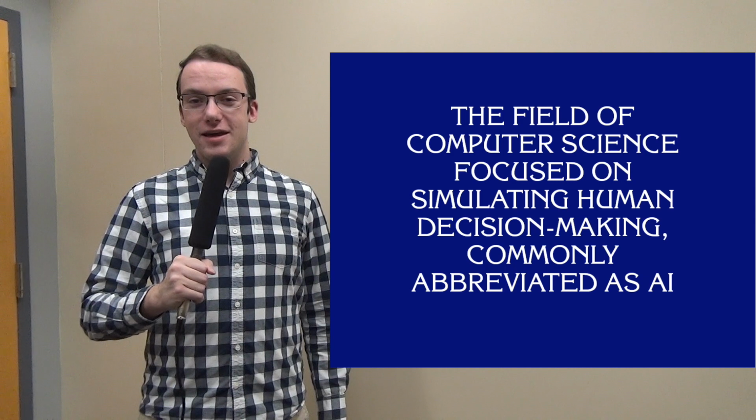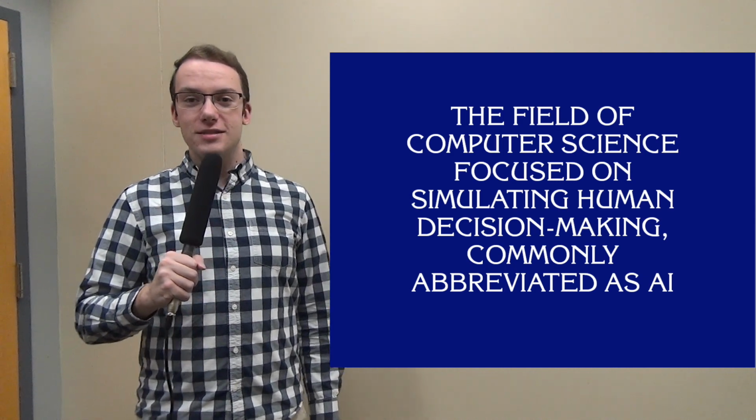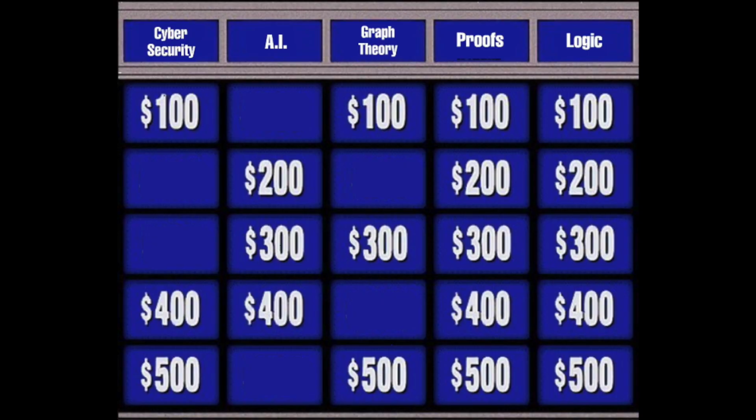The field of computer science centered around simulating human decision-making, often referred to as AI. What is artificial intelligence? Right, that is correct. Justin, what is your next category?